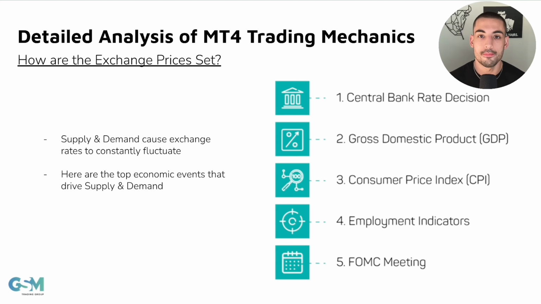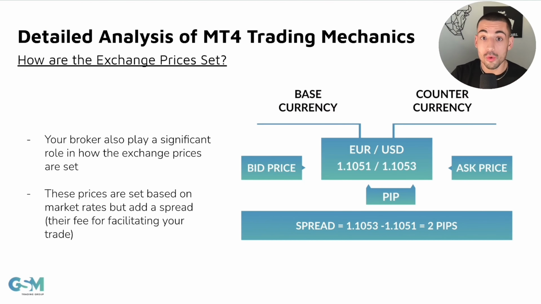Or if the European economy is looking promising, then you'll be able to see this on Euro USD just in the opposite direction. Another main component that significantly determines the exchange rate are brokers. Your broker plays a very significant role on how these exchange prices are set on your MT4 platform. Now, you can see that these prices are set based on the market rates, but they also add a spread for facilitating that trade for you. And I feel that's the best way to understand what spread is. It's just the broker's fee for facilitating that trade that they tack on top of that market rate.